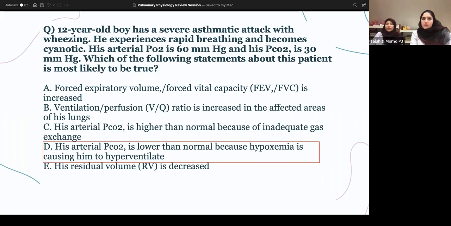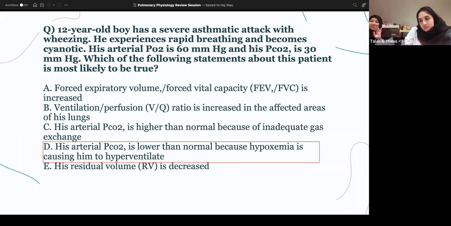VQ mismatch happens more if the question was about hypoxia or something about a loss of air, like a sudden obstruction in the lung, or blood supply. That's what you think about with VQ, but in asthma, not really. I don't think so, right? I hope that made sense.